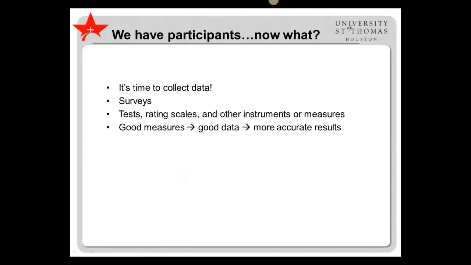So let's say you have a sample, whether obtained randomly or by convenience. Now what do you do? It's time to collect data. Surveys are just one way of collecting data. Other methods include tests, rating scales, and other instruments or measures. But the data are only as good as the measures used to collect the data. Better data means more accurate results.